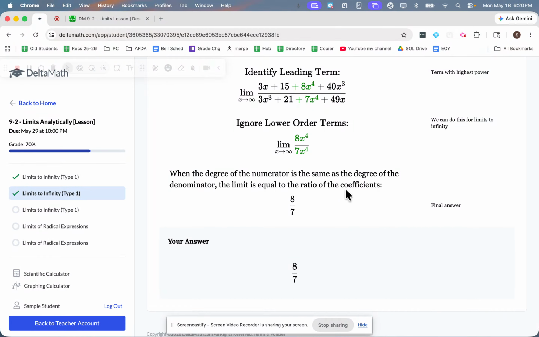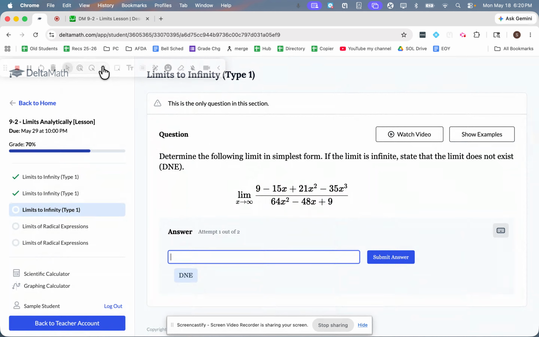Limit is equal to the ratio of the coefficients. And then your third type of example, let's check out. This seems to be the largest, and this one is the largest on the bottom. So you have top heavy.